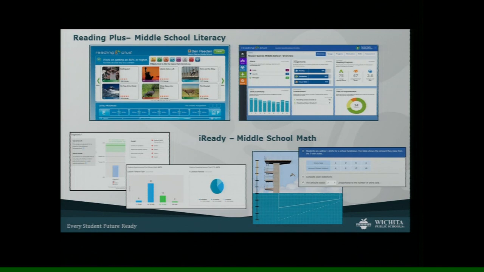This is a couple of screenshots on Reading Plus and iReady. These two programs provide our middle school educators immediate data to monitor students' progress and be able to adjust their instruction so that those students also can master the standards which they are also working on individually.